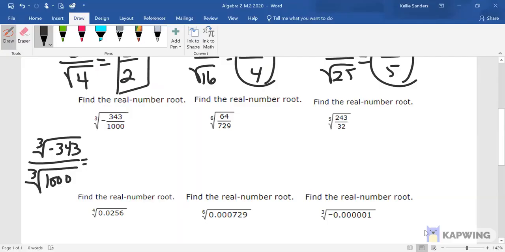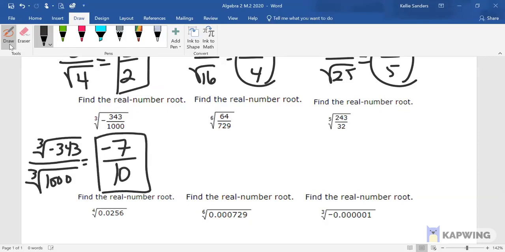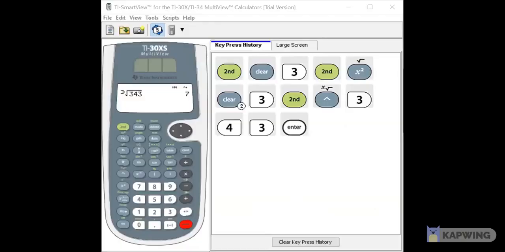Sure. So this would be negative 7. And 10 times 10 times 10 is 1,000. So that would be 10. And that does not reduce. So that would be your answer. Or we can do this. Let's see if I can move this along.